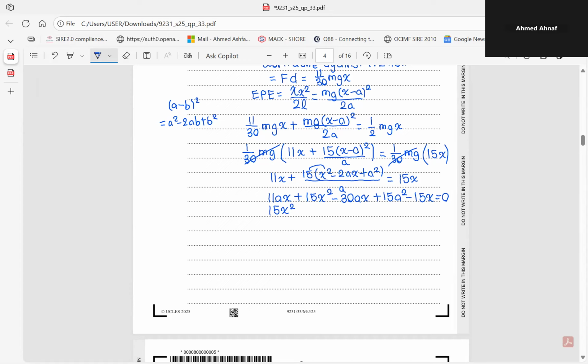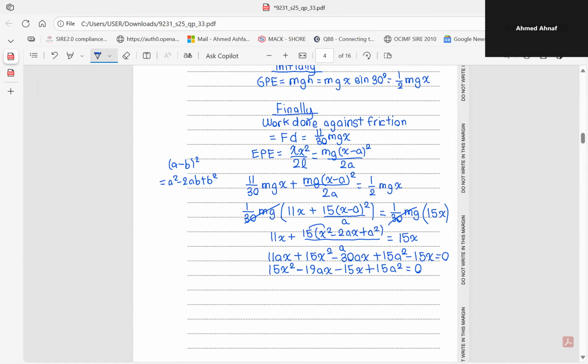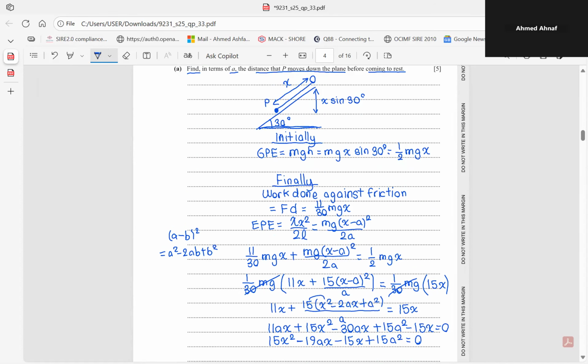So we have 11ax minus 30ax minus 15x. So this gives you minus 30 plus 11, that is minus 19ax minus 15x. And then the only constant term we have is plus 15a squared equals 0. Okay, let's see if there's any errors. See if I made any errors.